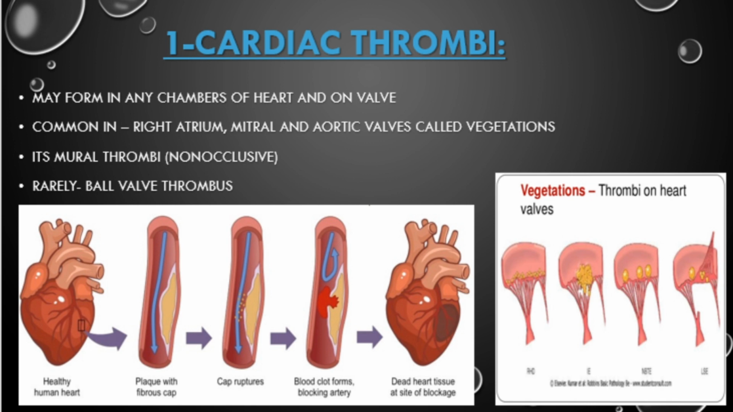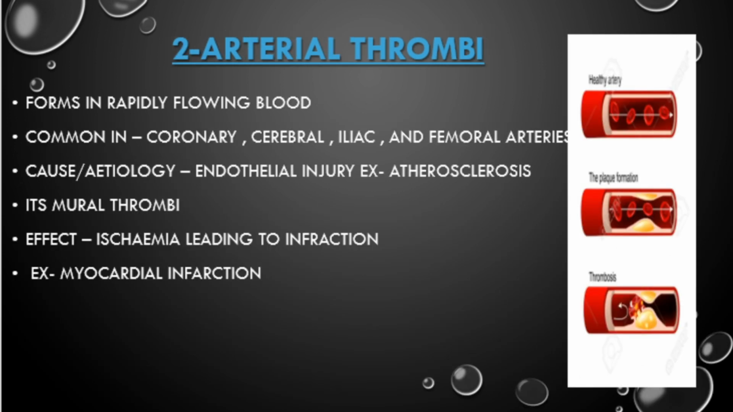So this is all about your cardiac thrombus, that the thrombus which forms in any chamber of the heart and valve is common in the right atrium. The thrombus is a mural thrombus, that is it is non-occlusive, and the rarely found clinical effect of cardiac thrombi is ball valve thrombus. Okay, then next is arterial thrombi.